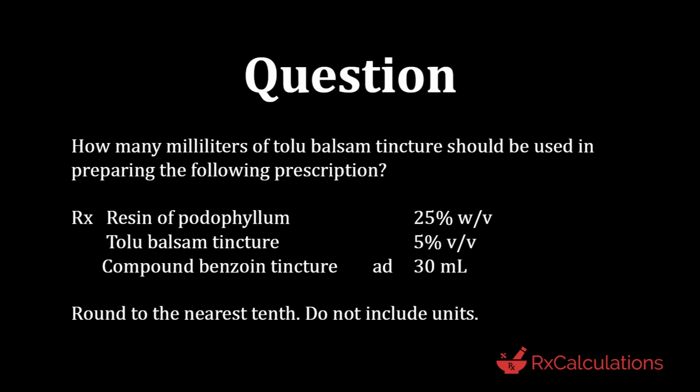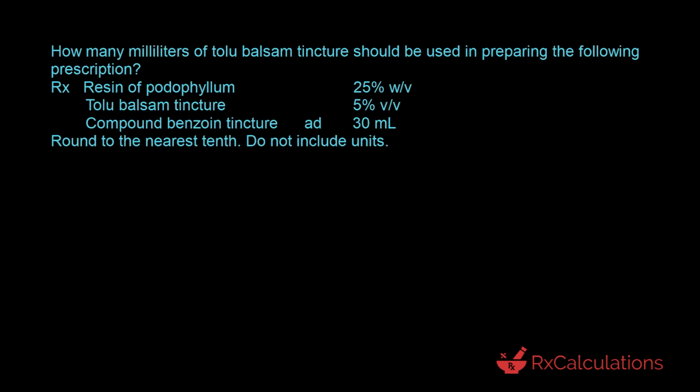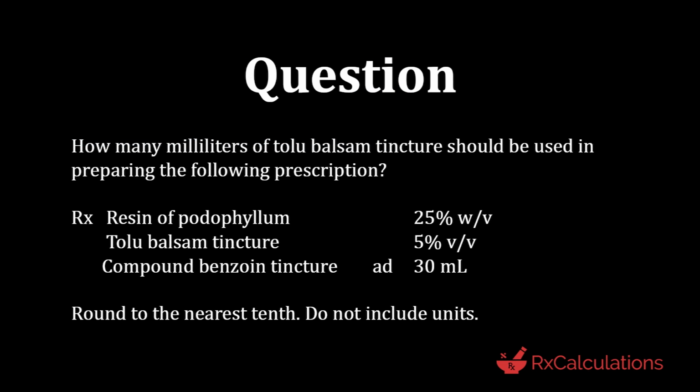Now this question says how many milliliters of tolu balsam tincture should be used in preparing the following prescription. You have resin of podophyllum, 25% is on the weight by volume basis. You have the tolu balsam tincture, which is 5%, but notice it is on the volume by volume basis. And then your entire preparation is 30 milliliters. The question says round to the nearest 10, do not include units. So let's proceed with the solution.